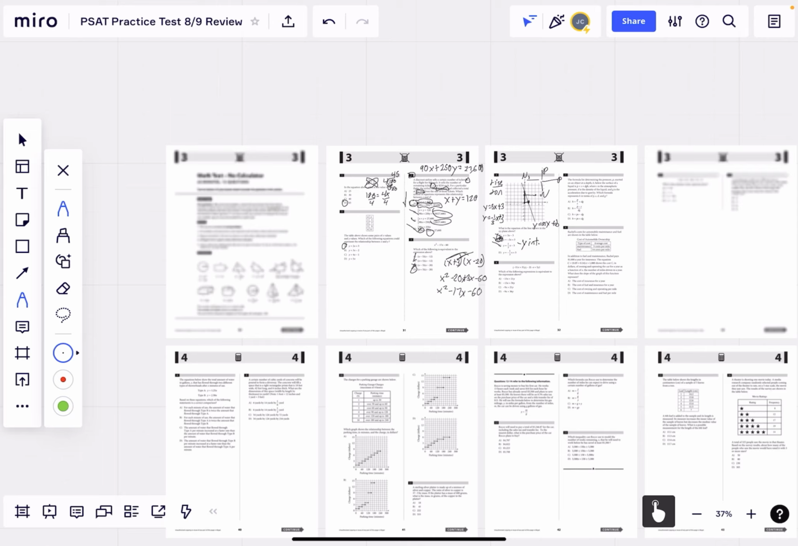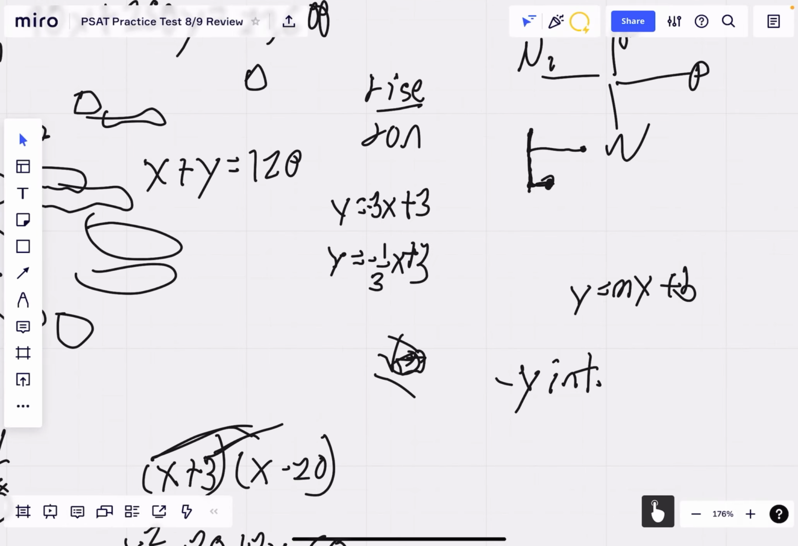Yeah, so you see how Miro is this buggy platform, and it's simply not designed for professional use.